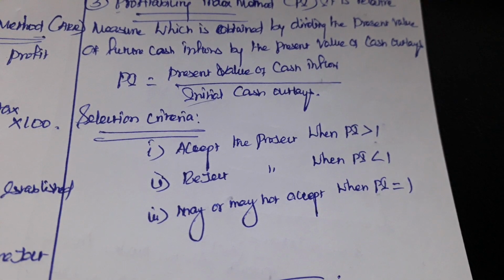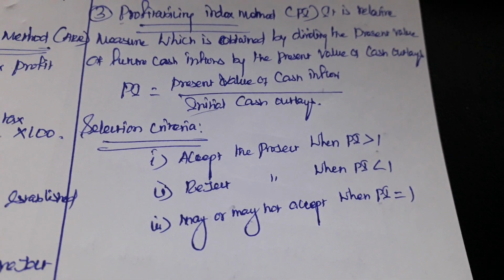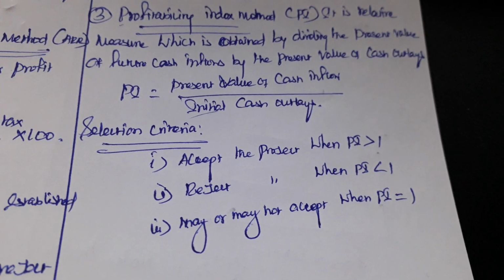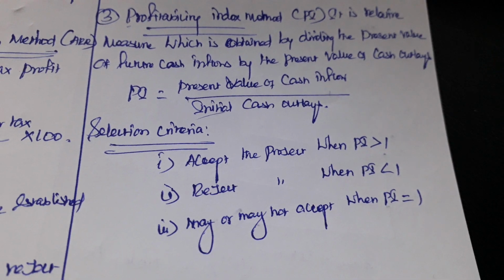Accept the project when profitability index is greater than 1. Reject the project when PI is less than 1. May or may not accept when PI equals 1.